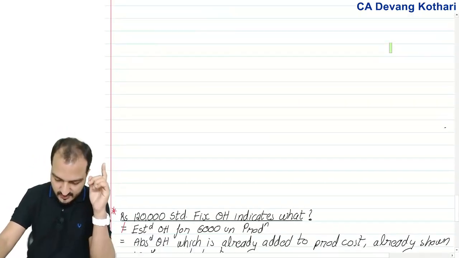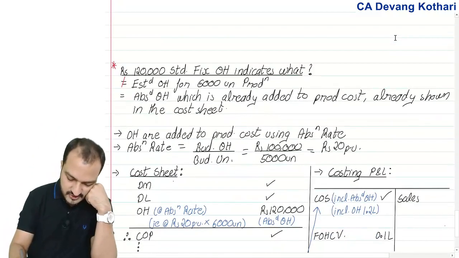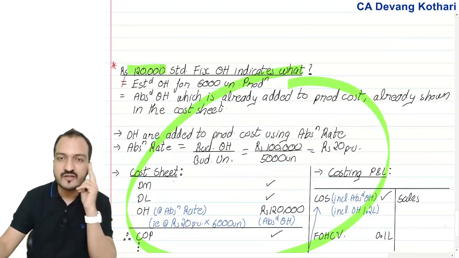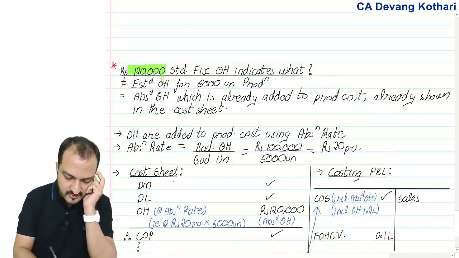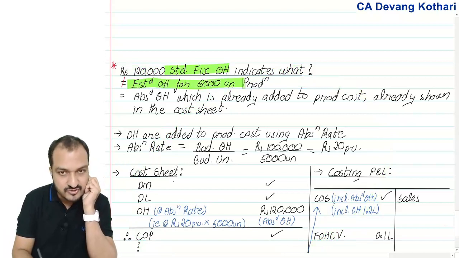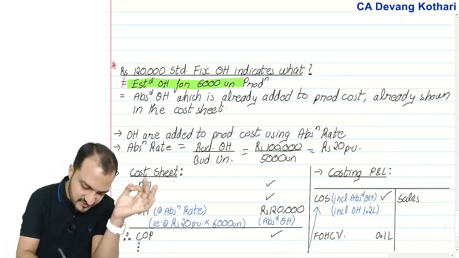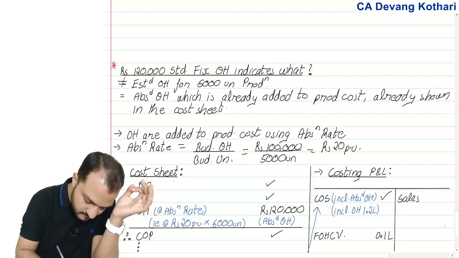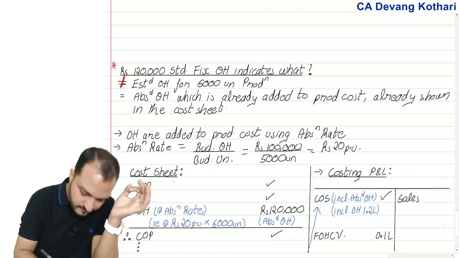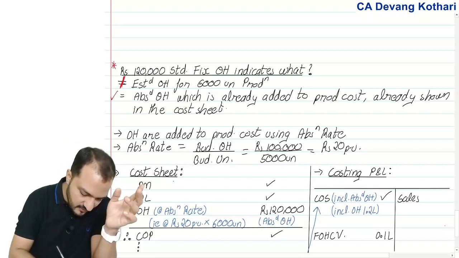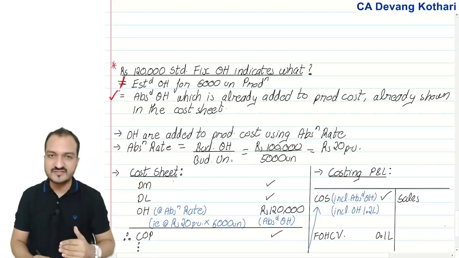So my explanation given down here is just to convince you what this 1,20,000 indicates. 1,20,000 standard fixed overheads. Does it indicate estimated overheads of 6,000 units? No, it does not indicate the estimated overheads. See, I have cancelled that here. It is not the estimated overheads of 6,000 units. Rather, it indicates the absorbed overheads.